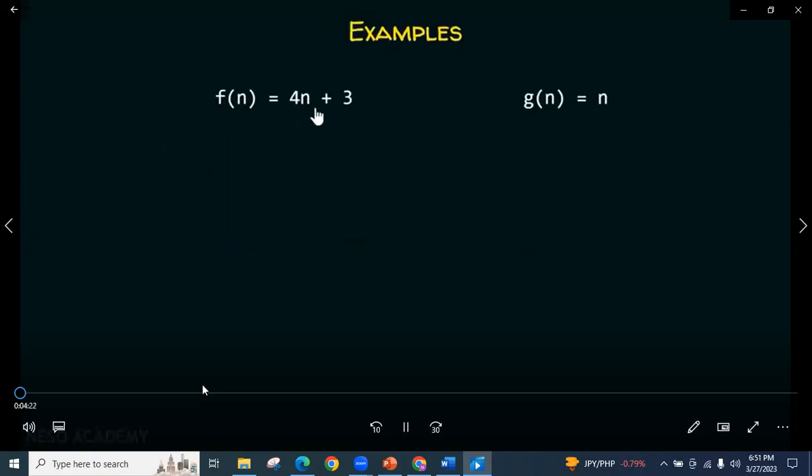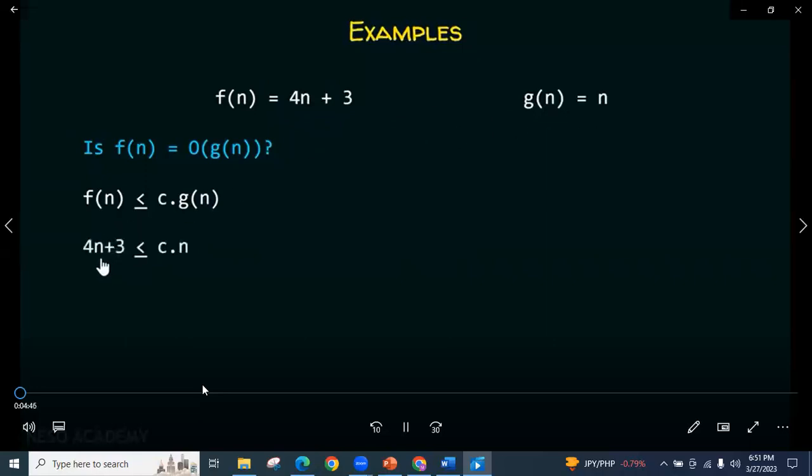Here f(n) is equal to 4n plus 3 and g(n) is equal to n. We need to find whether f(n) is equal to big O of g(n). For this purpose, again, according to the formal definition, we have to put something like this, that is f(n) is less than or equal to c dot g(n). We can clearly see that 4n plus 3 is not less than or equal to n, but we need to find whether they are asymptotically equal. Let's replace f(n) by 4n plus 3 and g(n) by n here. After this, we get 4n plus 3 less than or equal to c dot n.